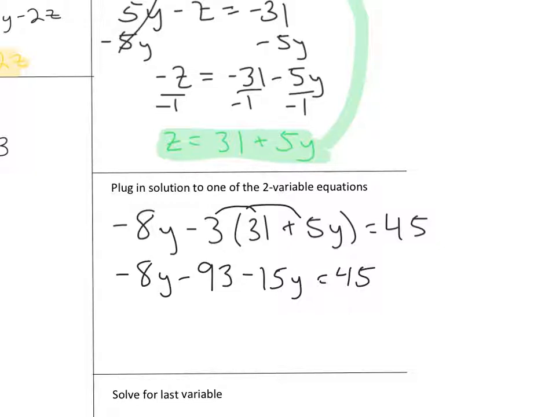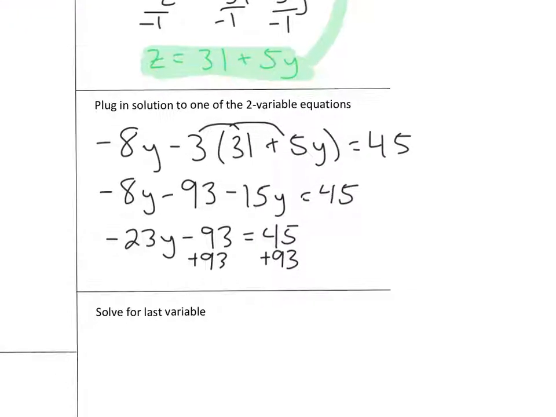Now, we do have the ability to combine some like terms here. The like terms that I noticed right off the bat is honestly those y's. So let's go ahead and combine them. So I have negative 8 minus 15. That's going to give me minus 23y. And I've got my minus 93 is equal to 45. Now, looking at this right here, I need to add 93 to both sides.